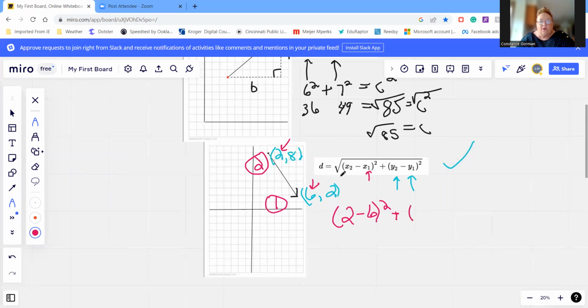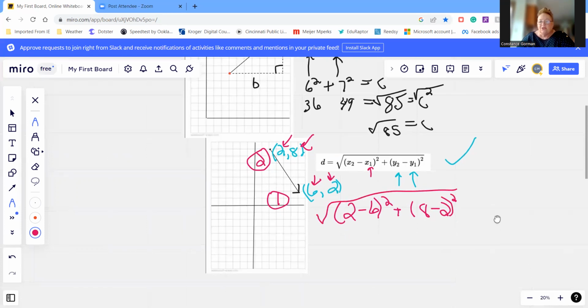The y-coordinate of point 2 is 8. Here it is here. And the y-coordinate of point 1 is right here, which is 2. We square the quantity, and then the formula calls for taking the square root of everything. So let's continue to simplify.